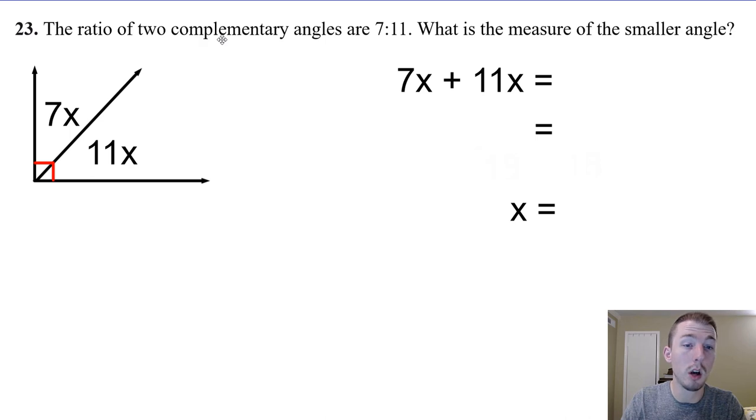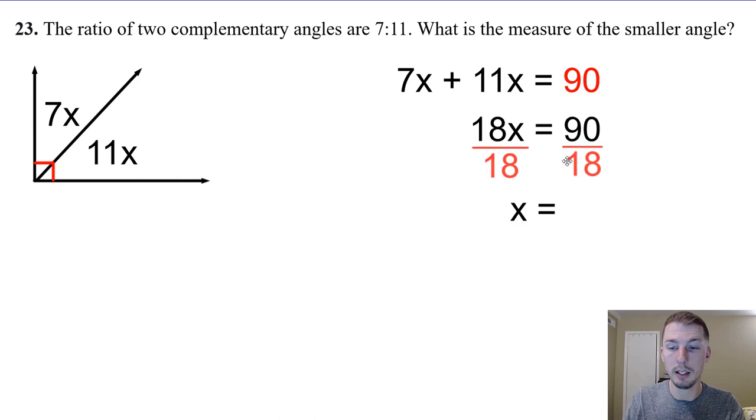The ratio of two complementary angles is 7 to 11. Complementary means they add up to 90. So these two angles, 7x and 11x, have to add up to 90. So add them together, 18x is 90. Divide by 18, and we get x has to be equal to 5. That's our scale factor from the model. That's what we reduce from our unreduced ratio.